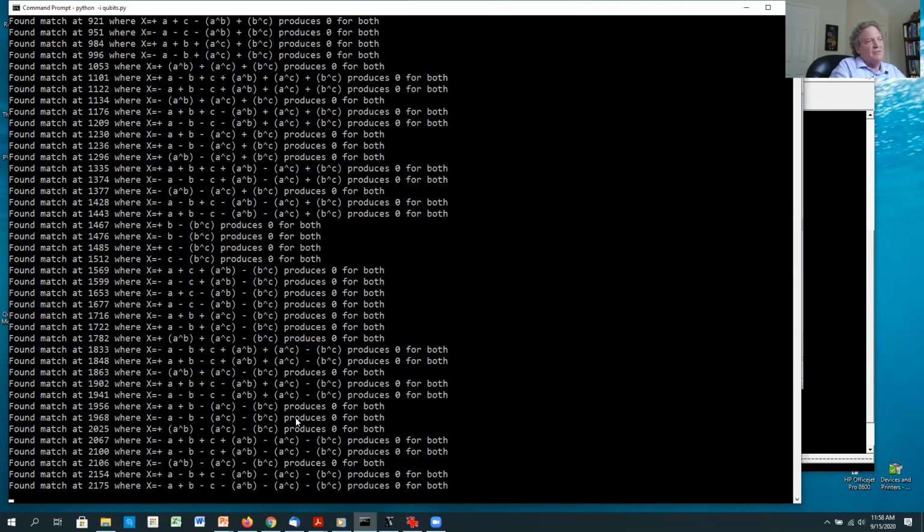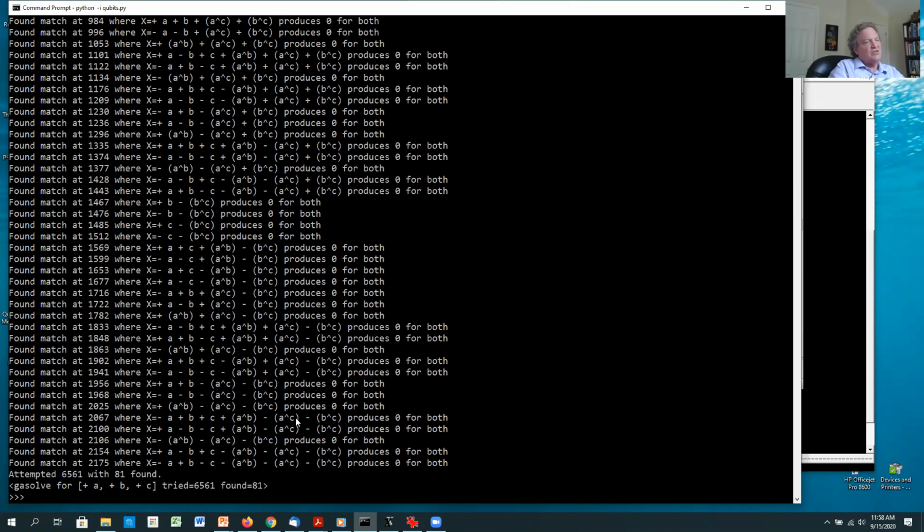But I've also done this for G4 with 43 million, and it takes about a week to run. So realize this is real computer science, and in fact, I've sped it up using a version of Python called PyPy, and it's built in. It says, out of the 6,500, I found 81 nilpotent items, and you can look at these items.